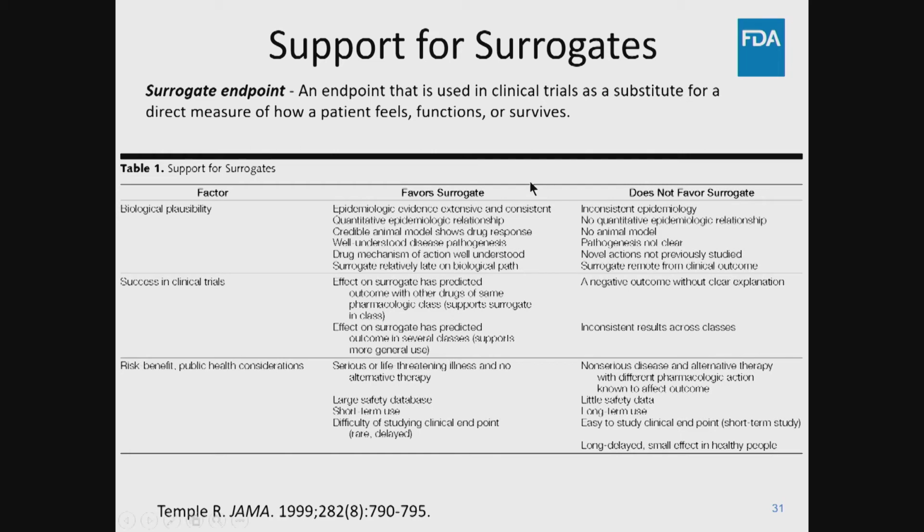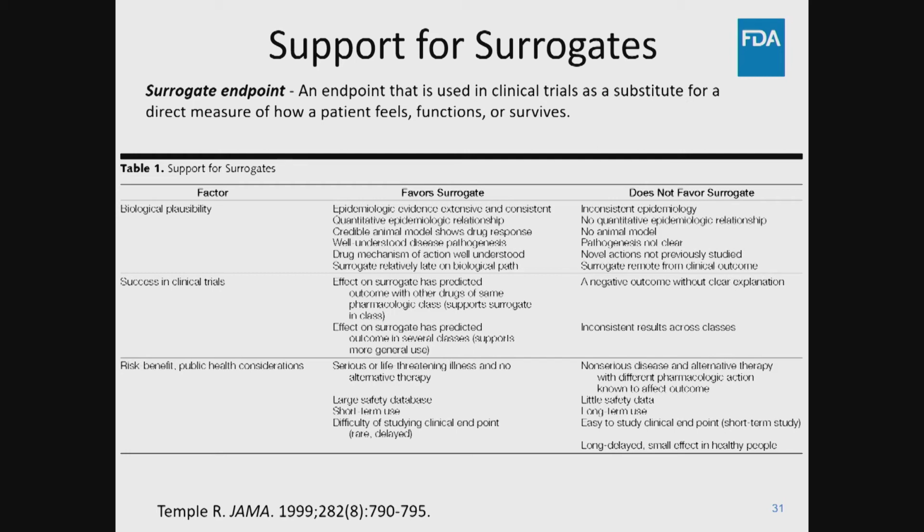So for biological plausibility, things that favor the use of a surrogate include epidemiological evidence that's extensive and consistent across studies, a quantitative relationship, a credible animal model to show drug response, and a well-understood disease pathogenesis and drug mechanism of action, and also, again, the surrogate being relatively late on the biological path. Things that do not favor surrogates in terms of biological plausibility are basically all of the opposites of that. So inconsistent epidemiology, no quantitative epidemiological relationship, no animal model, unclear pathogenesis and unclear drug mechanism, and the surrogate being remote from the clinical outcome.